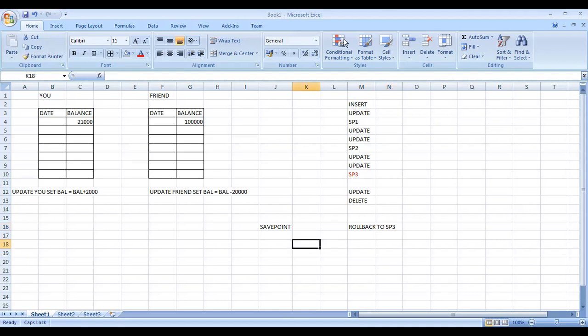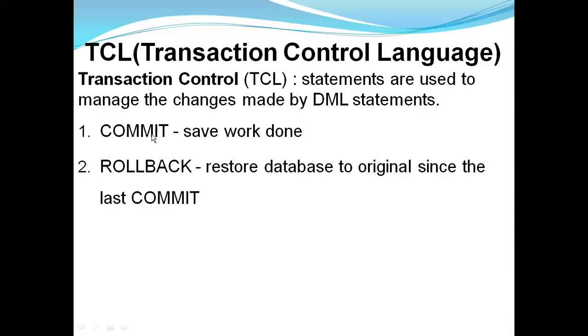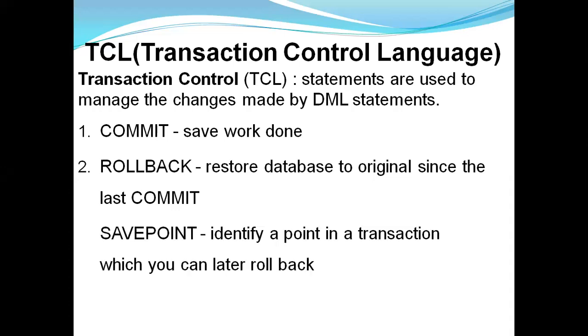So basically, three commands are used in TCL. One, commit, which commits everything up till that point. Second, rollback, which rolls back up till the last commit. And third is called a save point, which identifies a point in a transaction to which you can temporarily roll back.